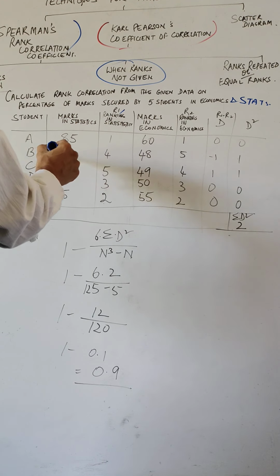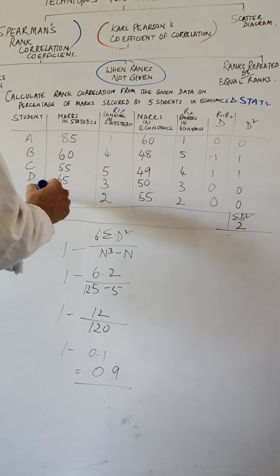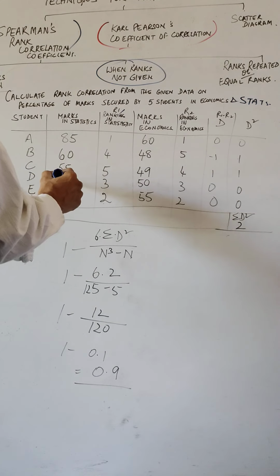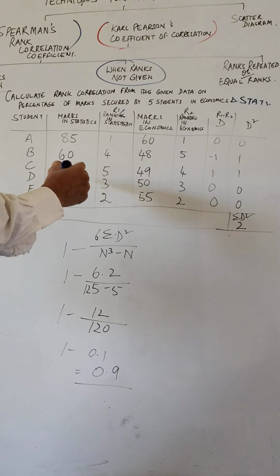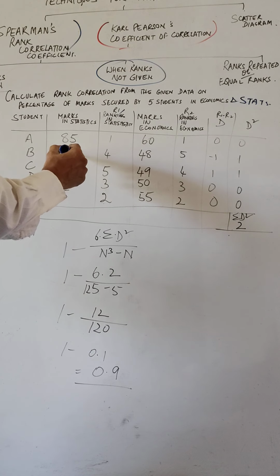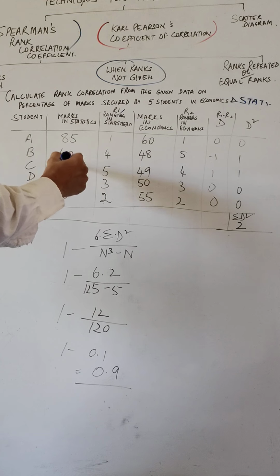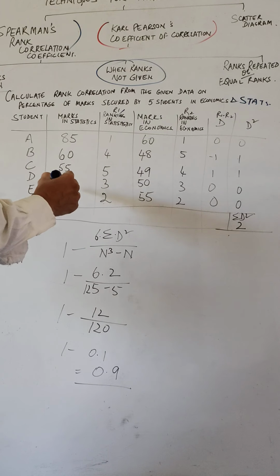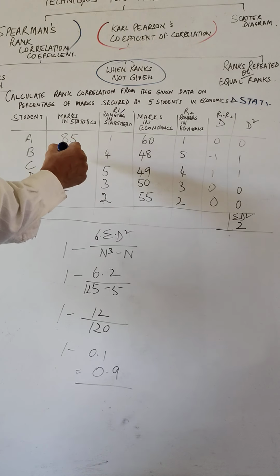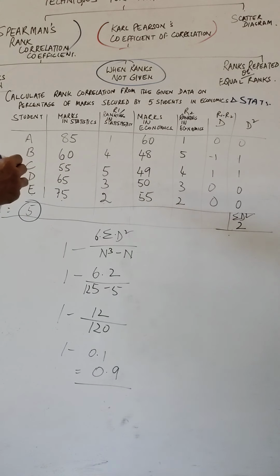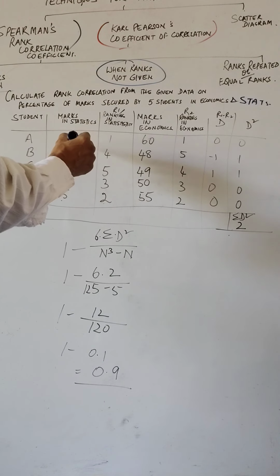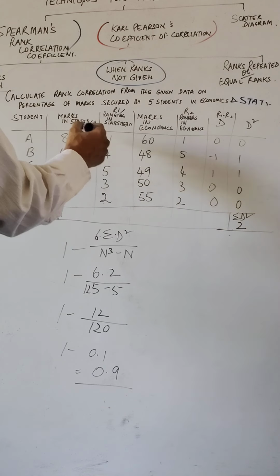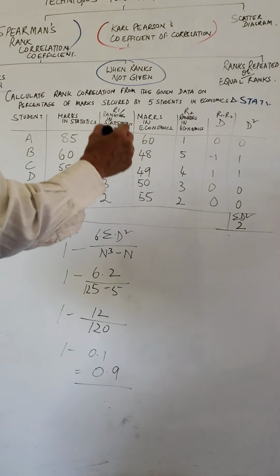In statistics, E gets the second rank, with 75 marks. Now the third rank goes to 65, the next highest. The next highest is 60 and then 55. So this is how we have ranked them on the basis of the marks that they've got. The highest marks gets 1, less than that 2, less than that 3, and so on. When you do this, you get these rankings.